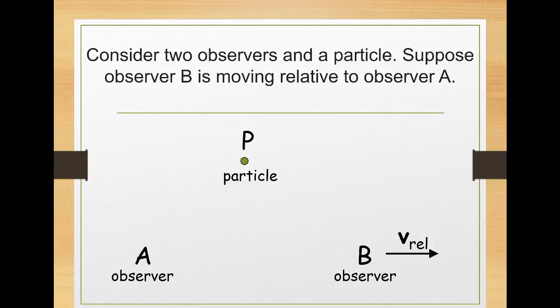So let's say we have two observers, A and B, and a particle. And let's say that B is moving relative to observer A. So if I'm standing at rest as observer A and you're running away from me, then I could report that you have a relative velocity. We could say that this is the velocity of B with respect to A. So that's what that comma means.